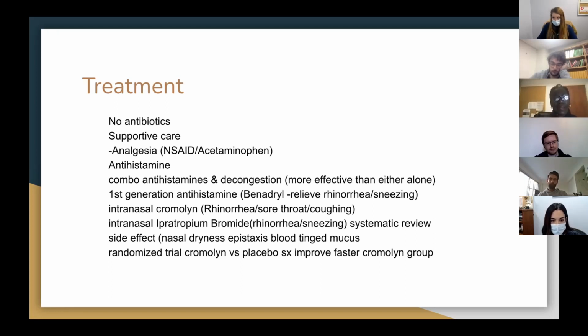The combination of antihistamine and decongestant seems to be more effective than just one alone. First generation antihistamines like Benadryl work really well for the rhinorrhea and sneezing. Intranasal cromolyn is really good for the rhinorrhea, sore throat, and coughing. That's something you can give them that would be quite helpful. You can also use intranasal ipratropium for similar symptoms. Systematic reviews have shown that people using the cromolyn recovered faster than the placebo group.